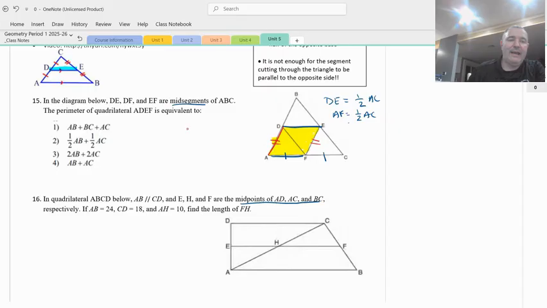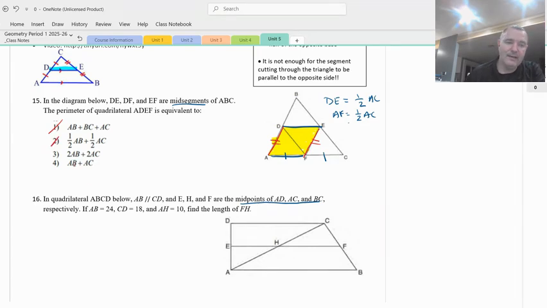So if we look at the options, is AB plus BC plus AC equal to this perimeter? No, that can't be right, because these two things put together, DE and AB, would be the same as doing AF plus FC. So there's extra pieces here. So this is out. So is 1/2 of AB plus 1/2 of AC the answer? Well, 1/2 of AB is just AD, and 1/2 of AC is just AF. I'm not taking into consideration these other two pieces. So this can't be the answer.